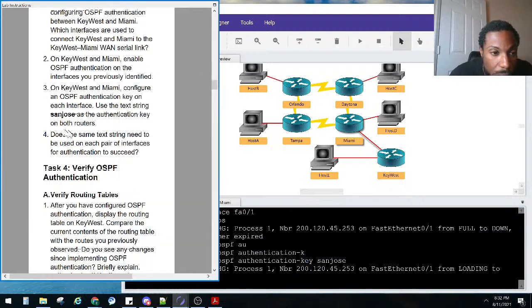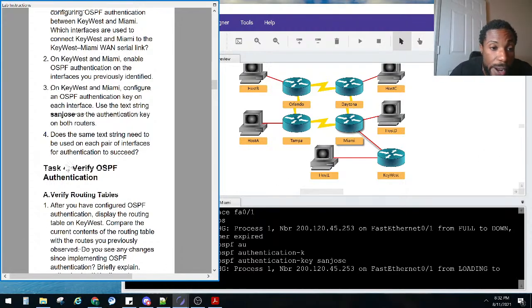So next question was, does the same text string need to be on each pair of interfaces for the authentication to succeed? You guessed it. They need to be the same. So we put in the keyword San Jose here. If we'd put in San Francisco here, they wouldn't match. The authentication keys must match. So that's one of those parameters that need to match if we have authentication set up for OSPF routers to become neighbors. Y'all got that?